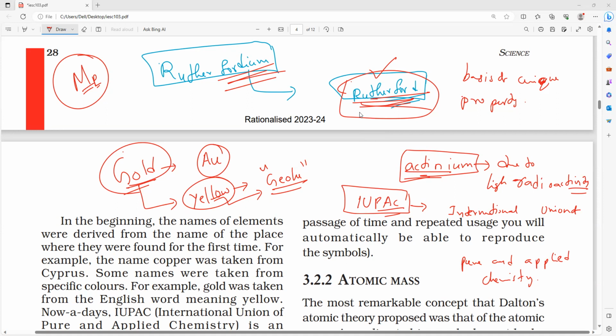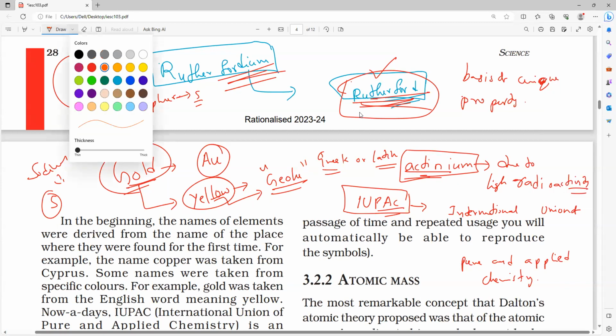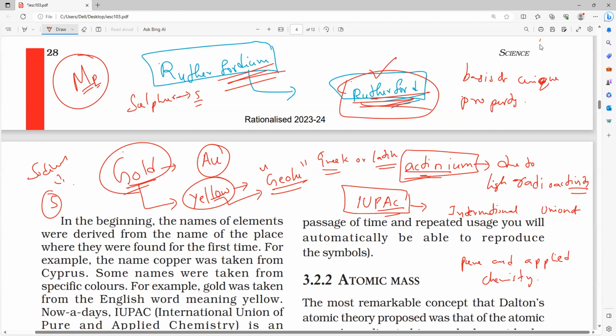So the majority of elements have names, but still some elements are represented by symbols from their Greek or Latin names. Some names have been taken from Latin. For example, sodium. I cannot put S, because already for sulfur, what is the symbol? Everybody? S only. So for sodium and sulfur, can I put both as S? Is it correct? That's what I am asking.